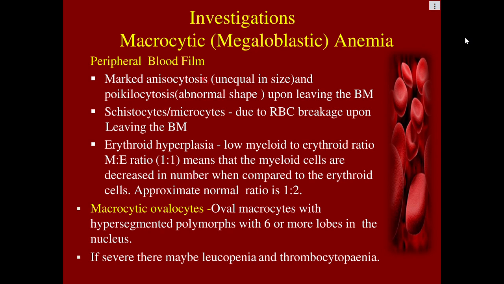You may end up seeing anisocytosis. This is unequal in size. You may end up seeing what you call poikilocytosis, abnormal shape. This is your peripheral blood film report. Okay, right? Schizocytes due to breakage, hyperplasia due to low myeloid to erythroid ratio. Now in severe cases, you may end up having leukopenia. Leukopenia is reduction in WBC count, and thrombocytopenia. Thrombocytopenia is whereby you have reduction in the platelets.